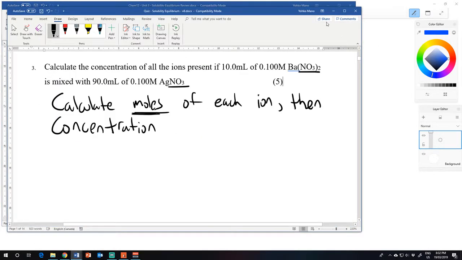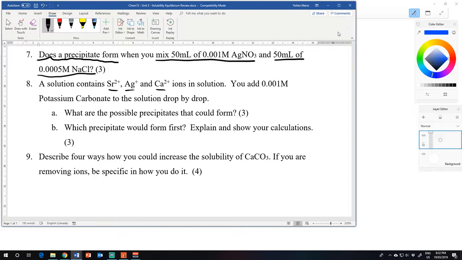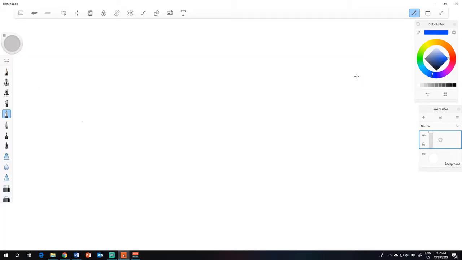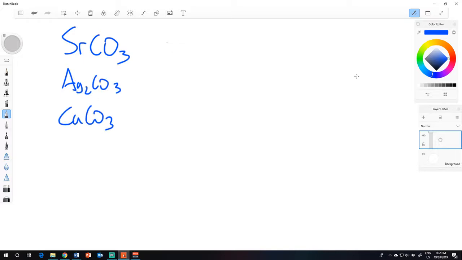So this one is really just to see if you actually form carbonate precipitates, which I think you do, because carbonate precipitates everything. So you'll end up with strontium carbonate, silver carbonate, and then calcium carbonate. And then we just check what's the KSP of each of these salts.